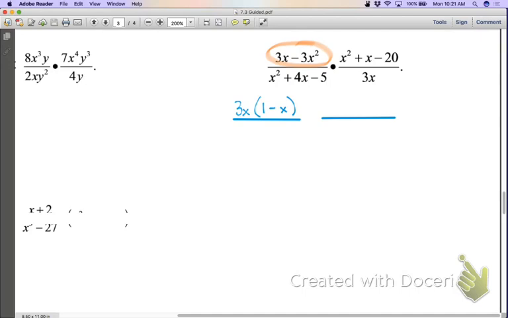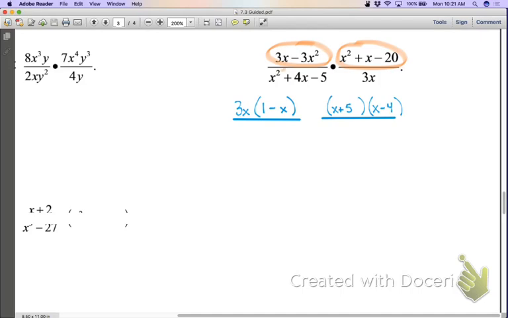I'm just going to go across. How can I factor x squared plus x minus 20? X plus 5 and x minus 4.